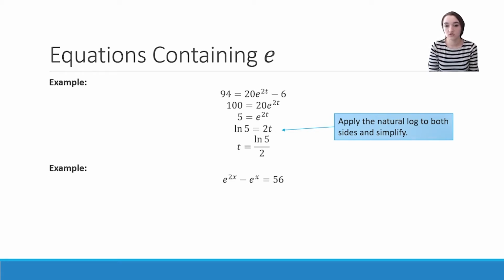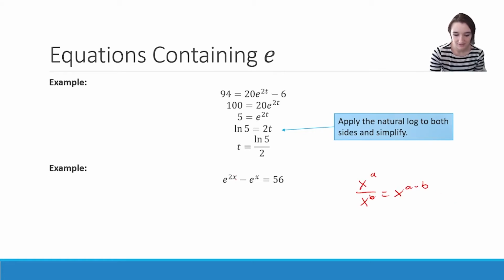But there is a sort of weirder example that we can run into. So this is e to the 2x minus e to the x equals 56. So, what's going on here exactly? This one is a little bit trickier, and your first thought may be, okay, there's subtraction, can I turn that into division? No, because remember, our exponent property is x to the a divided by x to the b equals x to the a minus b, not x to the a minus x to the b equals the division. That's the logarithm property, so don't get them confused. So I can't apply this to this question.